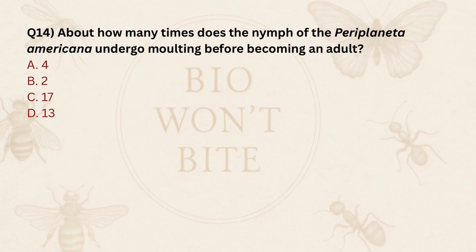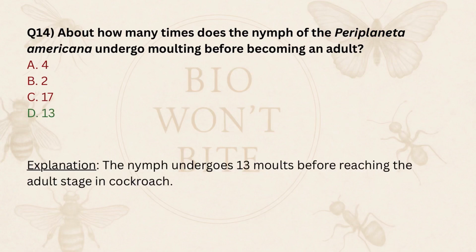14. About how many times does the nymph of Periplaneta americana undergo molting before becoming an adult? Option D is the correct answer. 13. The nymph of Periplaneta americana passes through about 13 molts before reaching the adult stage. Each molt allows the insect to grow and gradually develop adult features like wings.